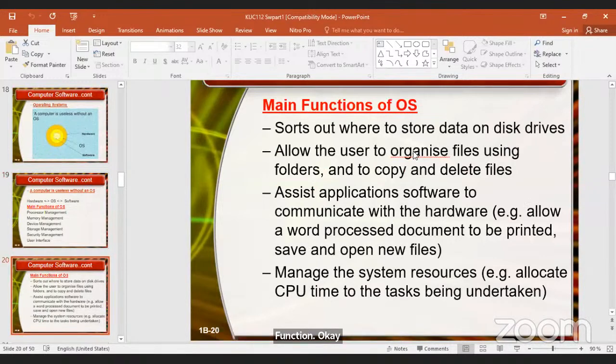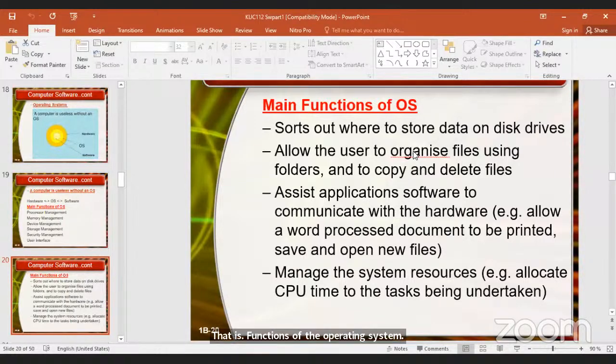So in summary, it sorts out where to store data on disk drives. That's memory management. It allows the user to organize files using folders and to copy and delete files. It also assists application softwares to communicate with the hardware. So it allows a word processor document to be printed, saved, and open new files. That is functions of the operating system.